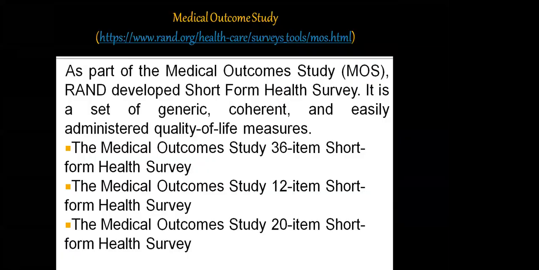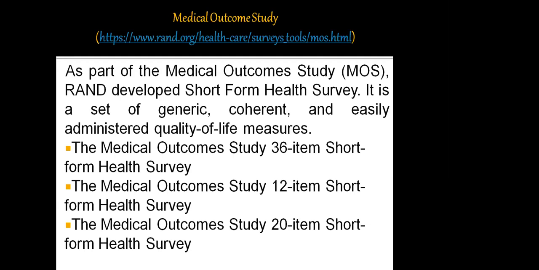Another very frequently used quality of life instrument is from the Medical Outcomes Study. As a part of the Medical Outcomes Study, the research and development group RAND developed the short form health survey. It is a set of generic, coherent, easily administered quality of life measures. These are available in three forms. The first is the Medical Outcomes Study 36 item short form health survey, commonly known as SF-36. The second is the 12 item SF-12, and the third is the SF-20. These are available on the website, which is visible on the screen.